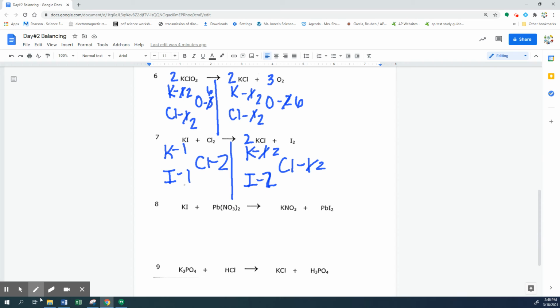Now my potassium and iodine do not balance. So I'm going to put a 2 in front of those two as well, to change everything, balancing out at 2.